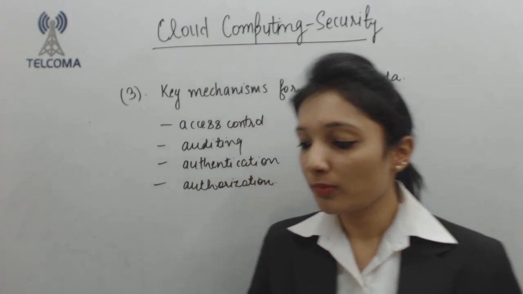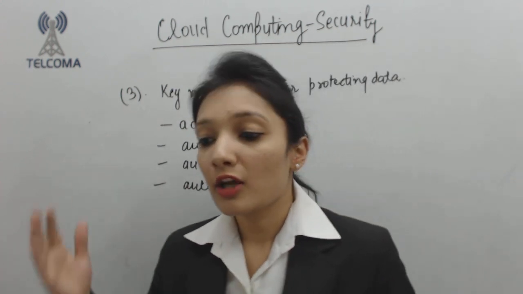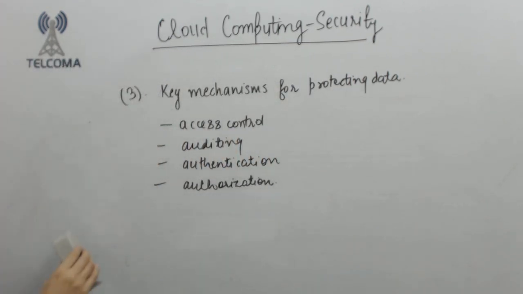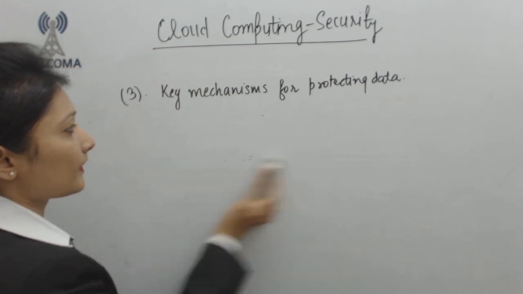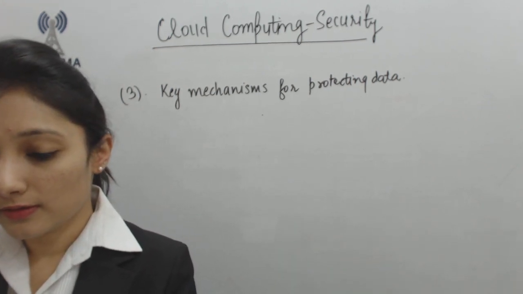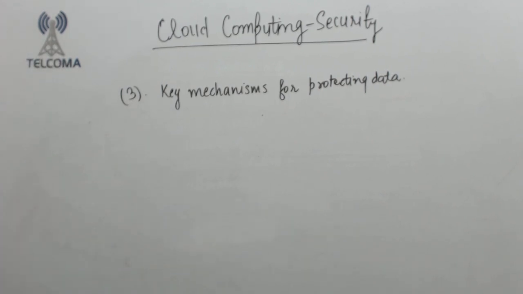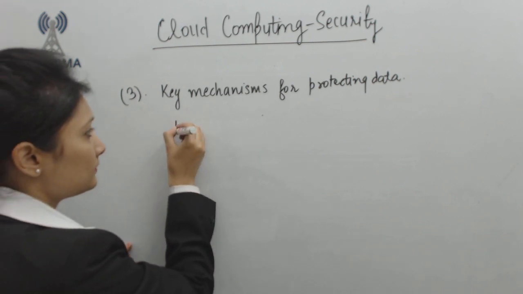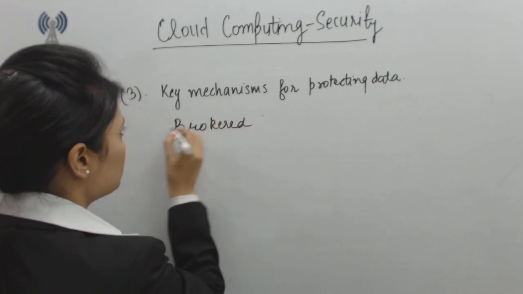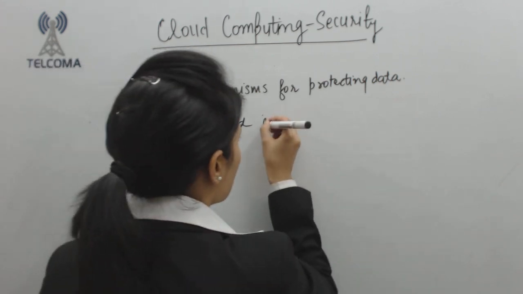Since data in the cloud can be accessed from anywhere, because we have a distributed system here, to protect the data there should be a mechanism to isolate the data from direct client access. So, to give this isolation from direct client access, we have a system called brokered cloud storage access.